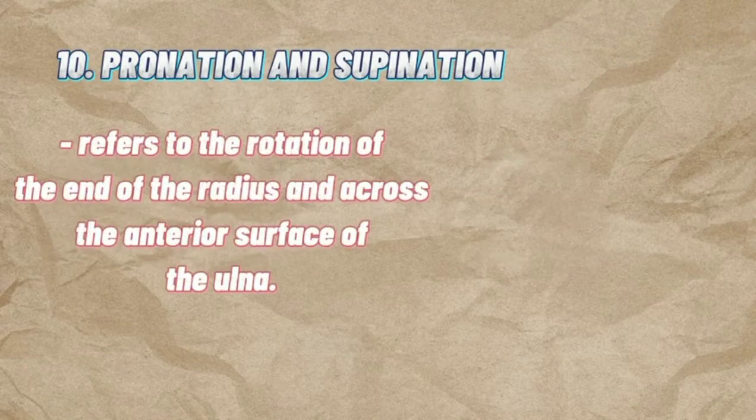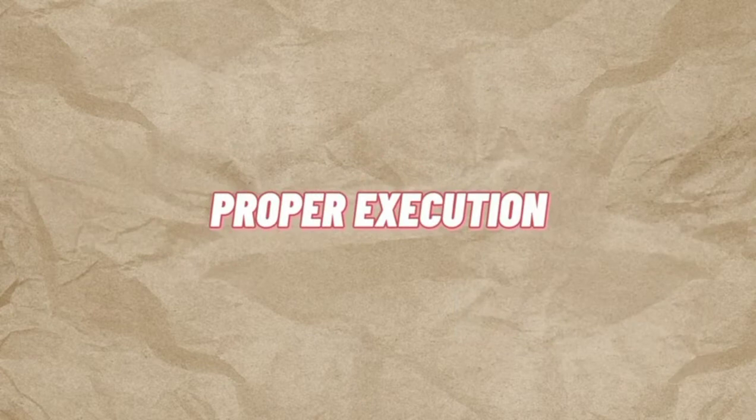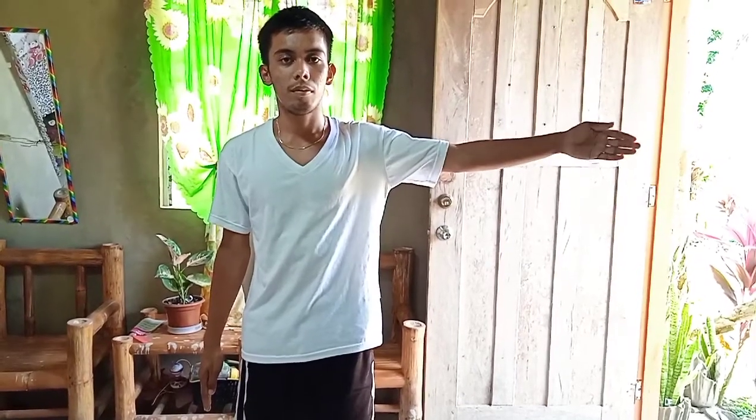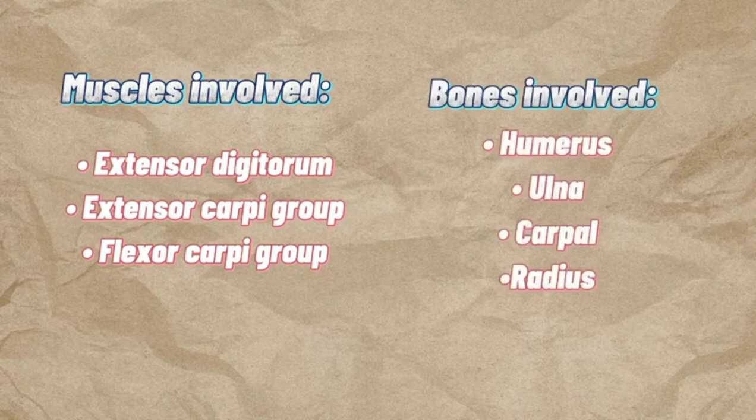The 10th movements are pronation and supination. This refers to the rotation of the end of the radius across the anterior surface of the ulna. The muscles involved are extensor digitorum, extensor carpi group, and flexor carpi group. Bones involved are humerus, ulna, carpal, and radius.